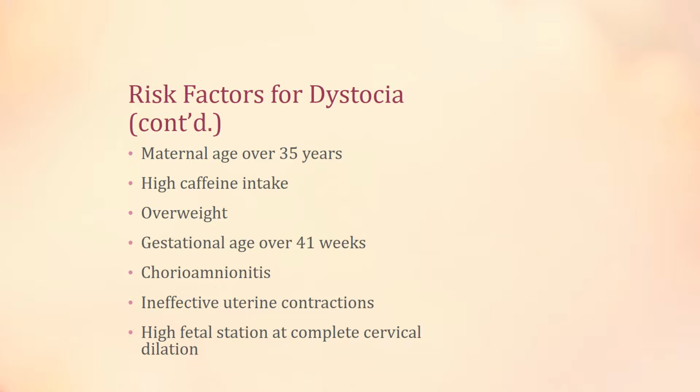Risk factors for dystocia are mothers who are over 35. If she has a high caffeine intake, if she's obese, if she's a gestational age over 41 weeks, because the placenta is getting to the point where it's no longer functional, and so everything is slower. If there's a chorioamnionitis, that is an inflammation or an infection of the lining of the amnio sac. Ineffective uterine contractions, or if the fetal station is very high but she still has cervical dilation that is complete.